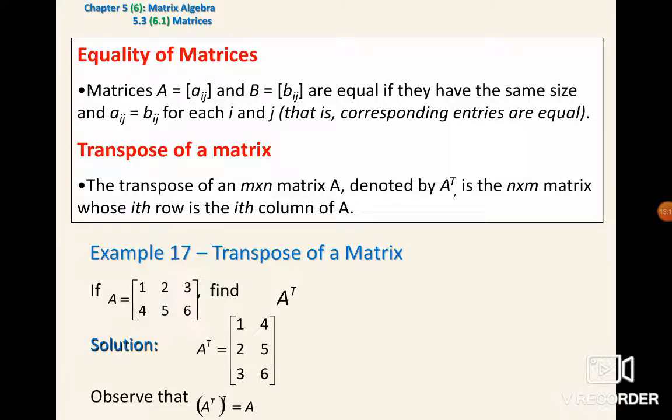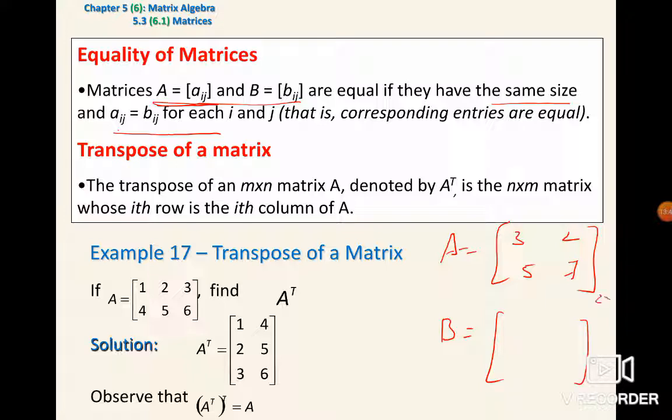Now, equality of matrices. Matrices A and B are equal if, first condition, they are of the same size, and element-wise they are equal. That is, the first element A11 in A is equal to B11 in B. So we can say that A is 3 2 5 7. This is 2 by 2, then B should be of the same size.